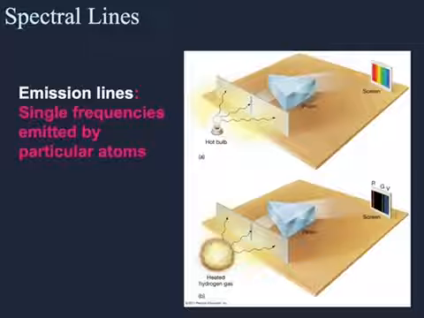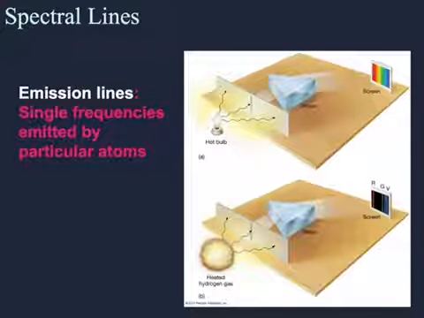And there are two ways that you can observe spectral lines. The first one is what we call the emission lines. These are the individual frequencies that are given off, or the term we use is emitted, by specific atoms.